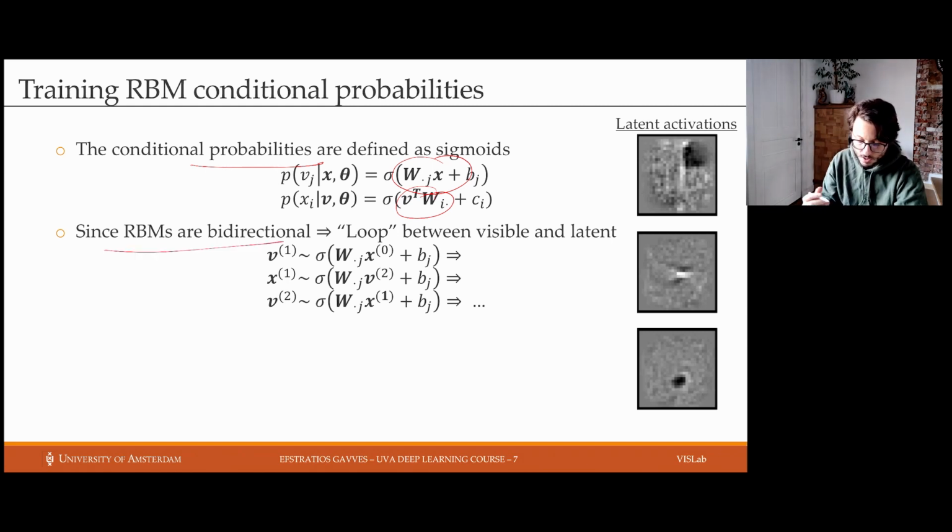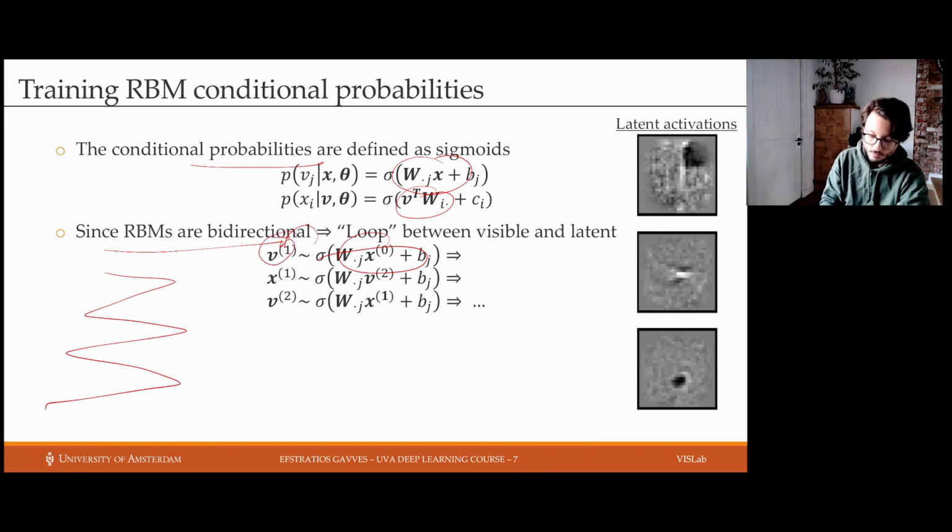Since the RBMs are bidirectional, this means that we have no single forward propagation. We rather have to go back and forth. So given our initial pixel values, we sample a latent vector, right? An instantiation of our latent vector. Then based on our latent vector, we can sample new pixels, so a new image, right? In a way we're reconstructing the image. Then based on our reconstructed image, we can sample new latent variables and so forth. This is why we've got information flow forward and backward.